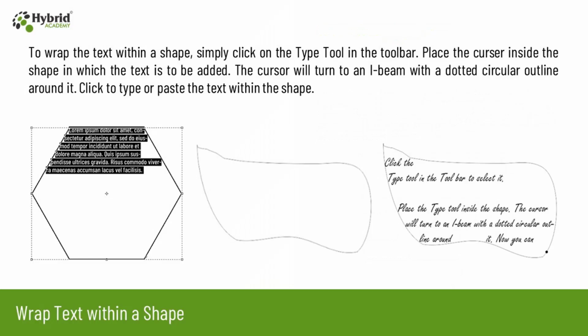To wrap the text within a shape, simply click on the type tool in the toolbar, place the cursor inside the shape in which the text is to be added. The cursor will turn into an I-beam with a dotted circular outline around it. Click to type or paste the text within the shape as required.